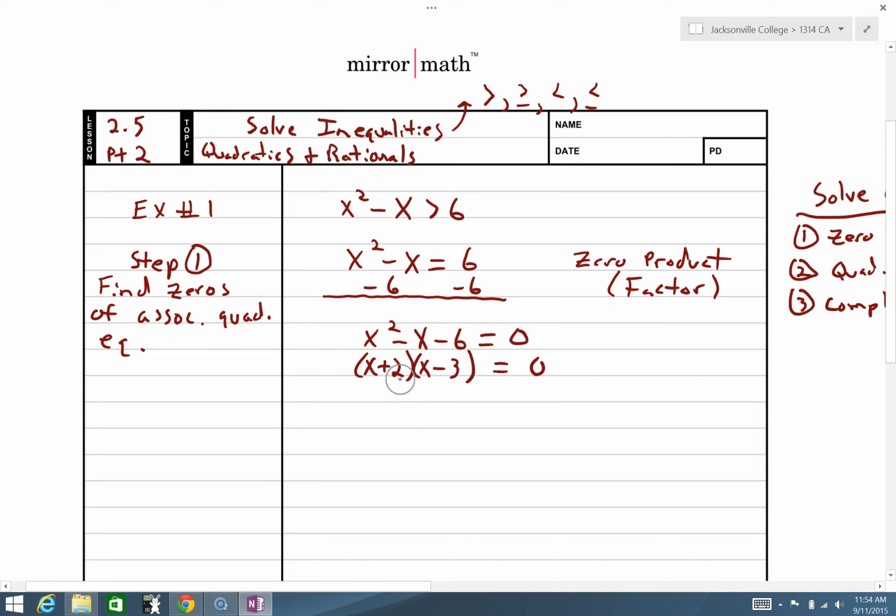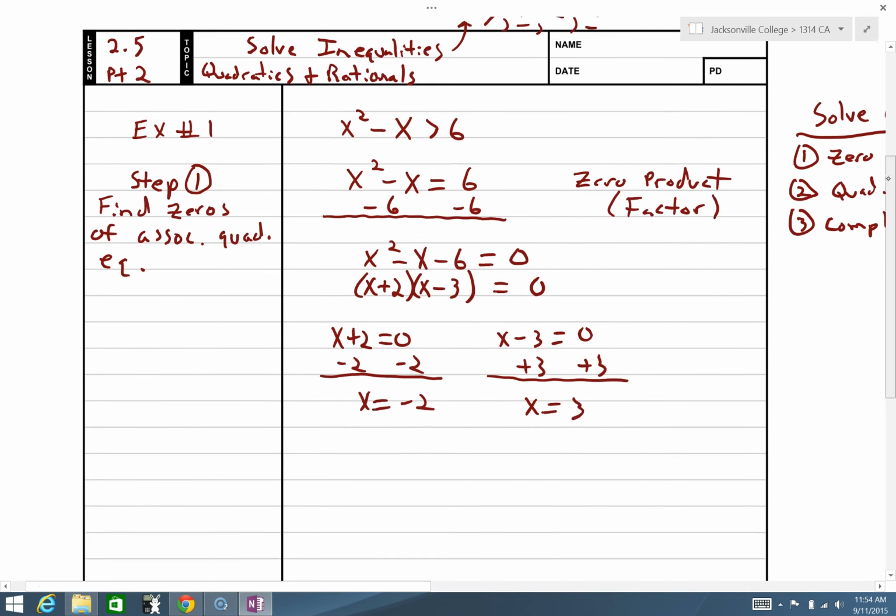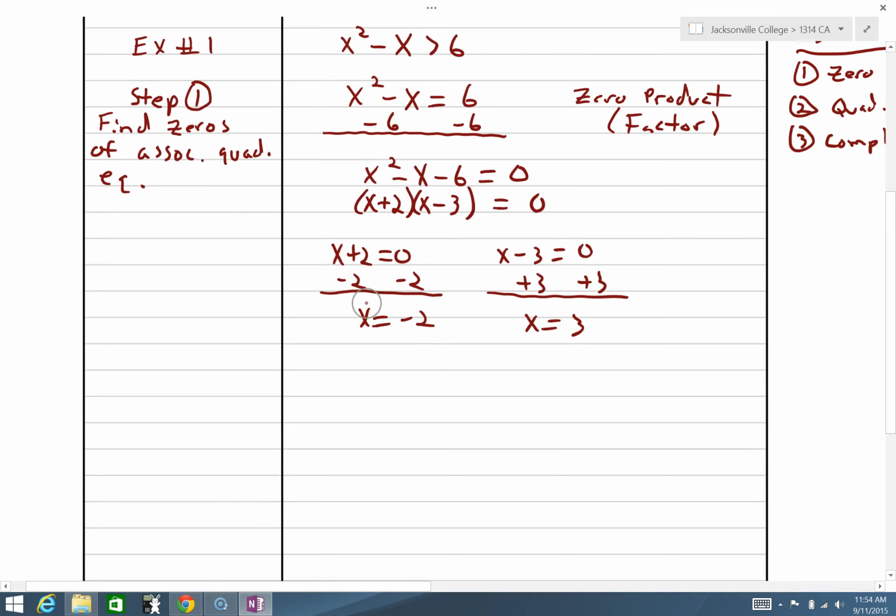All right, now I can set each one of these factors equal to 0. X plus 2 equals 0, and separately x minus 3 equals 0. Here we'll subtract 2 from both sides and get that x is negative 2. And then here we'll add 3 on both sides, and we will get that x is positive 3. All right, these values are going to be very important to us. This value x equals negative 2, this value x equals 3.